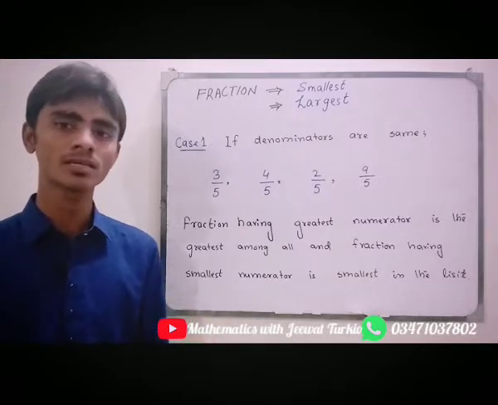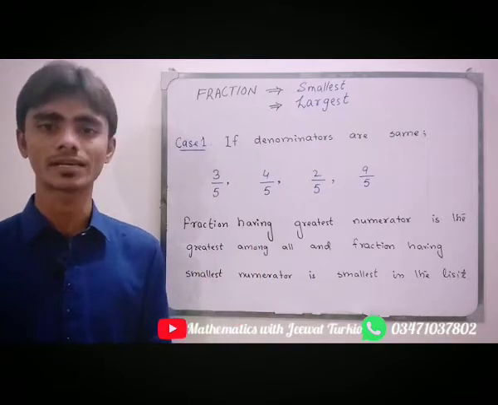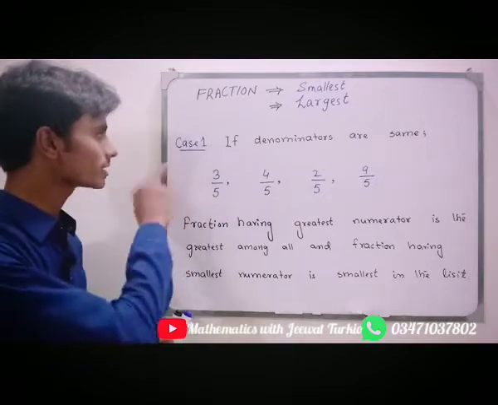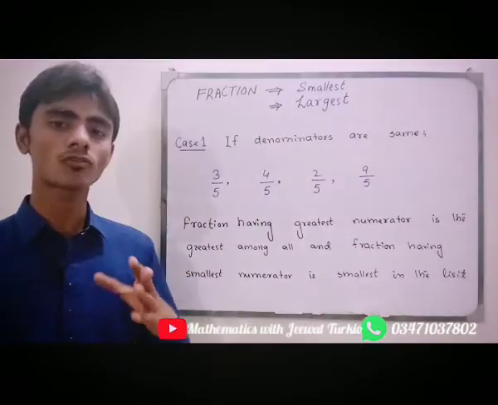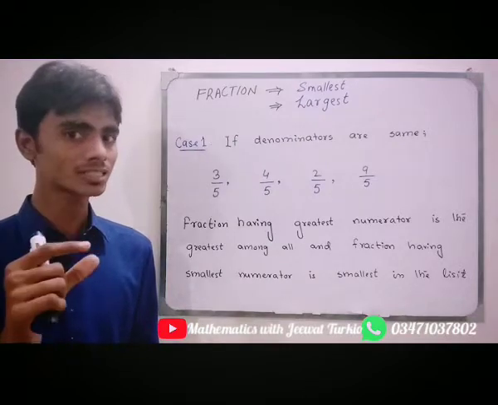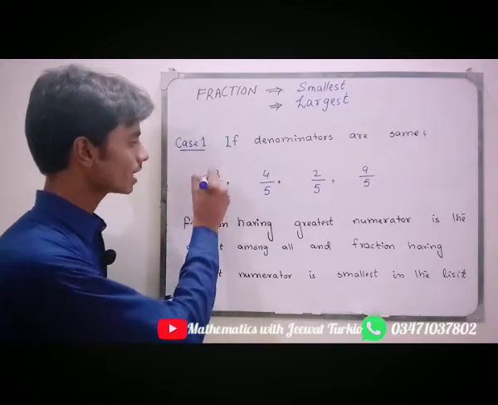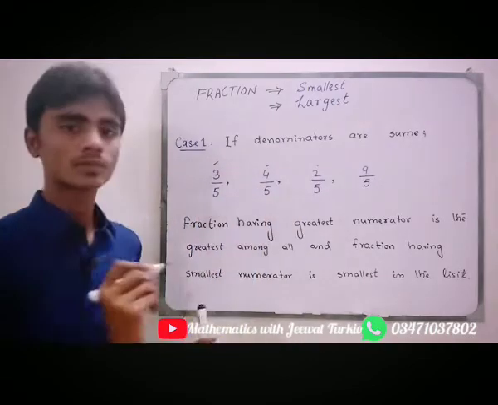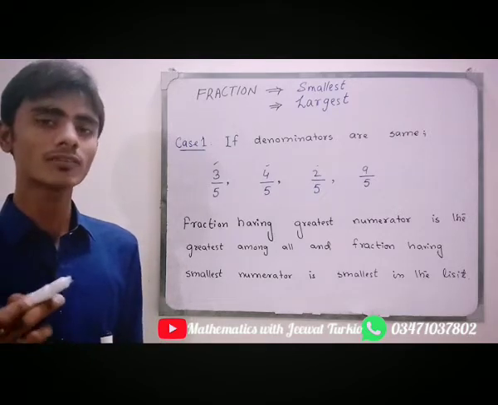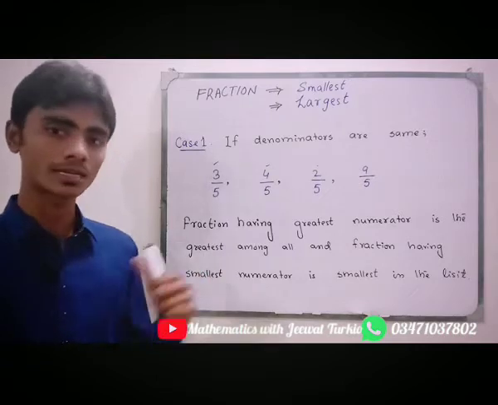So today we are going to discuss how we can identify the fraction in a given list. Means how we can identify which fraction is the smallest and which is the greatest. If we are given a list, in the first case, if the denominators of all fractions in the list are the same, then the fraction having the greatest numerator is the greatest fraction, and in the same way the fraction having the smallest numerator is the smallest fraction in the given list.